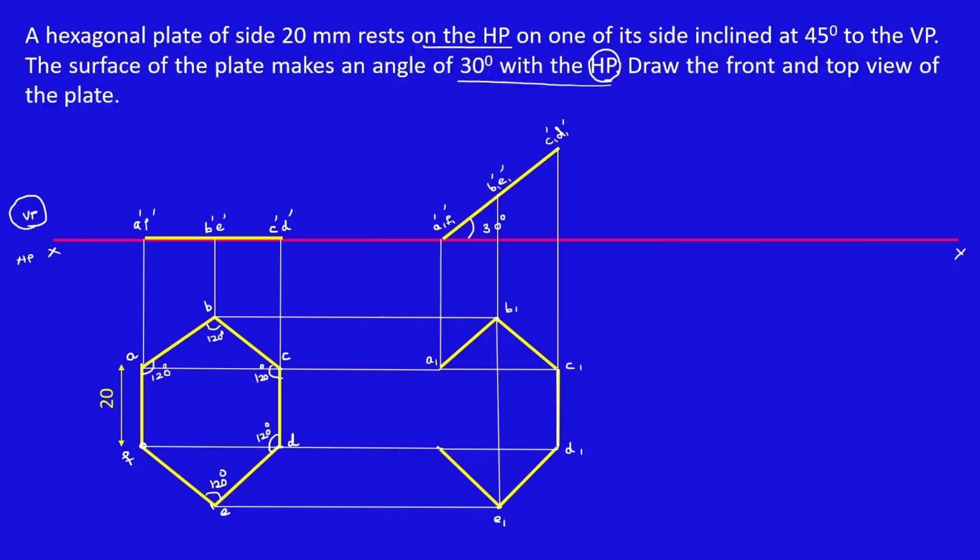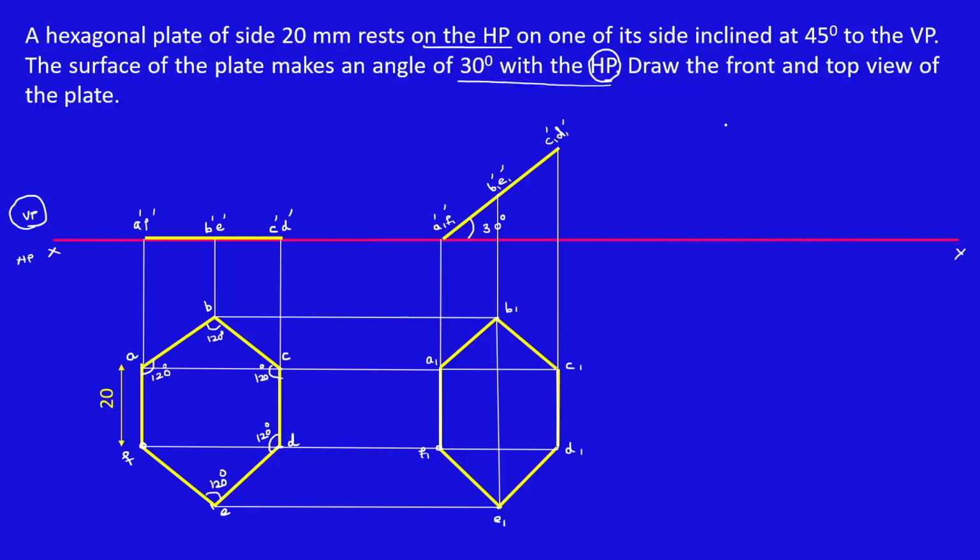Both will cut at this point. So this is F1. Now close the side F1 A1. So this is the shape of the hexagon when you incline a line 30° with respect to XY. This is a hexagon shape without any inclination, but this is the shape of the hexagon when you incline 30° with respect to HP. So two diagrams over.